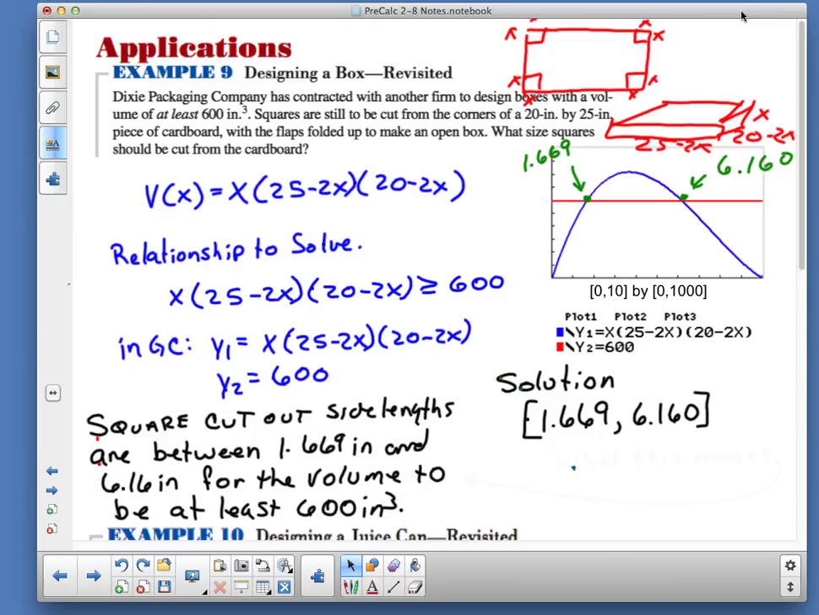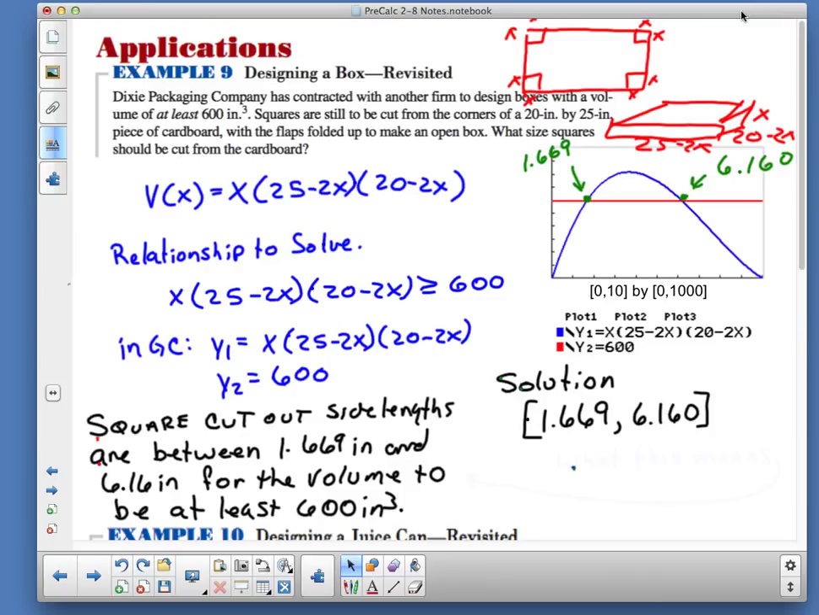Square cutout side lengths are between 1.669 and 6.16 inches for the volume to be at least 600. That's my range. Okay. It could be as small a cutout as 1.669 inches by 1.669 inches. That's my height of my box, okay? Or as big as 6.16 inches, okay, out of my corners to make this volume work.